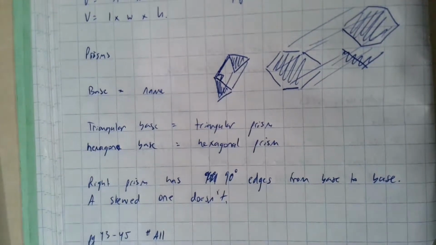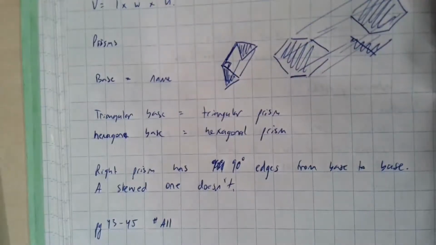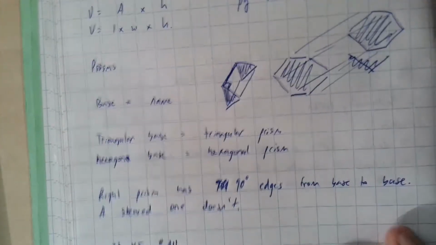Realistically, you can just read these boxes and it shouldn't be overly difficult. It's just a matter of drawing correctly. Okay, page 43 through 45, do all of them, and page 42, I would do all of them as well.